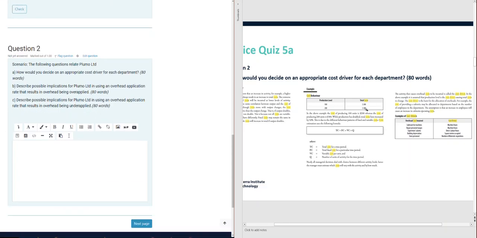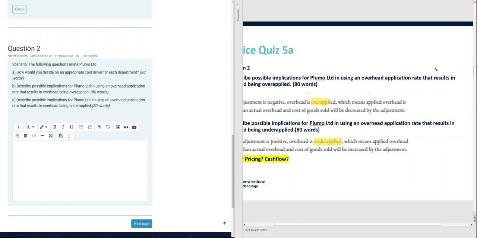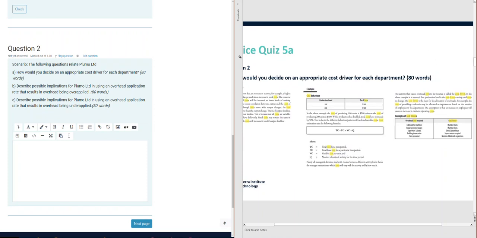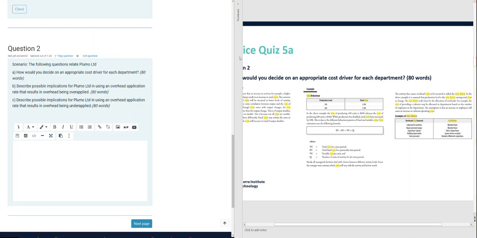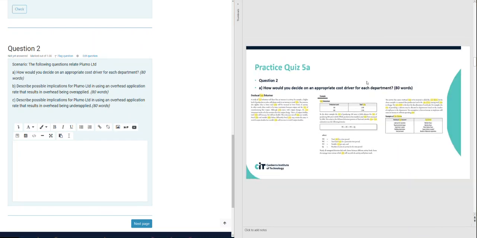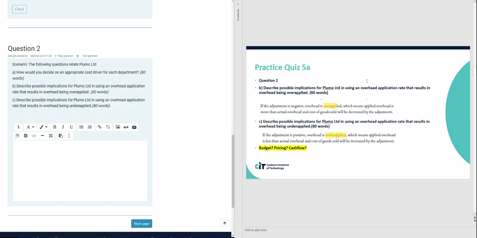Okay, so please have a look at the slides yourself, and then think about what could be the right response to the question. Now, question 2.